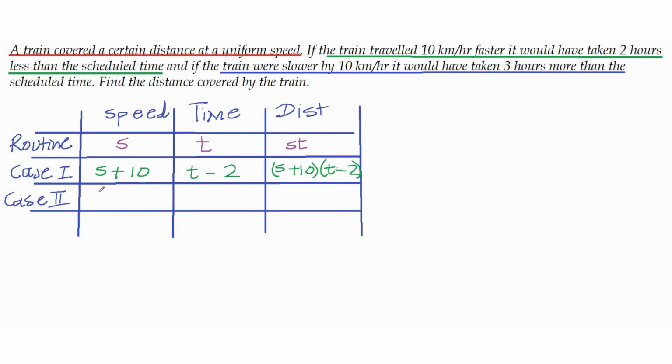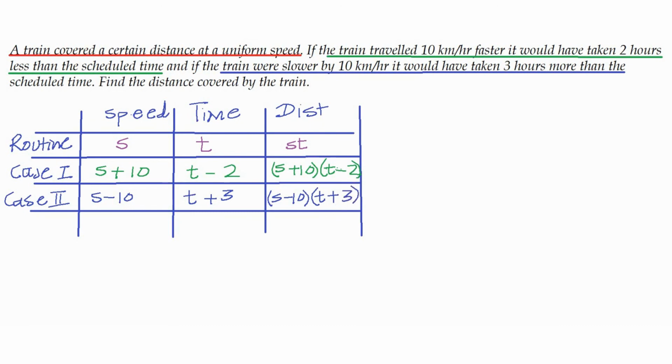If the train was slower by 10 kilometers per hour, that is if the speed was s minus 10, then it would have taken 3 hours more than the scheduled time. That is, the time taken would have been t plus 3, right? And let me write this again. So the time taken would be t plus 3. The time is t plus 3, and therefore the distance covered would be s minus 10 multiplied by t plus 3, right?